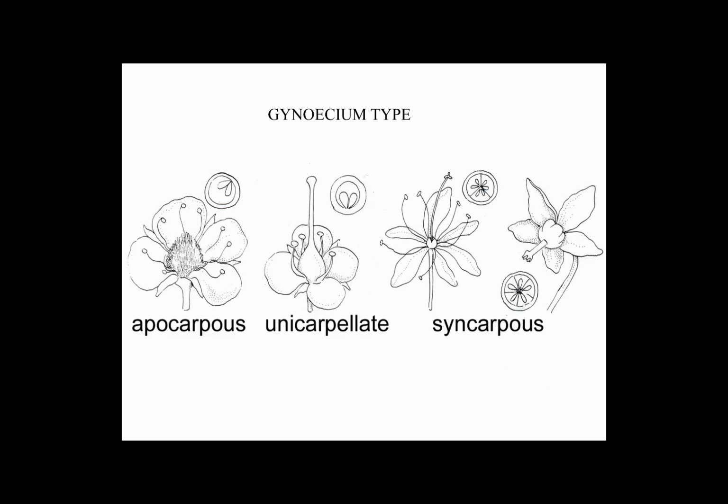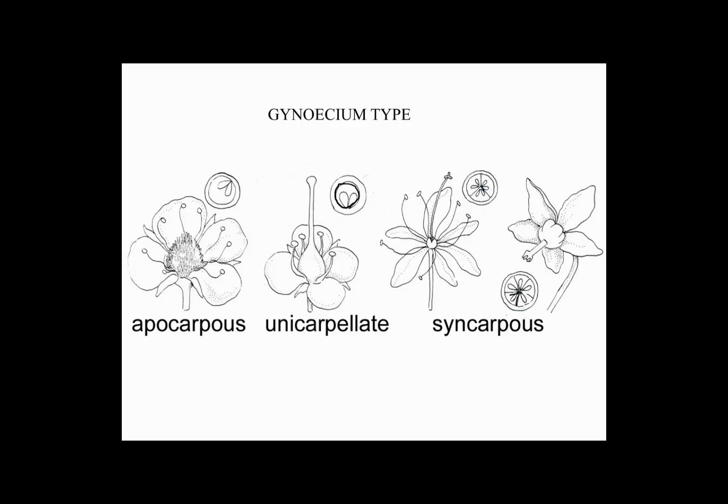Let's take a look at another picture. Let's take a look at the picture again. It's kind of a prettier drawing, but it's not as clear as I might like. Let's take a look at the unicarpellate gynoecium. See, it's got one chamber, and it's got one row of seeds. Here's the syncarpous gynoecium. It's got several chambers.